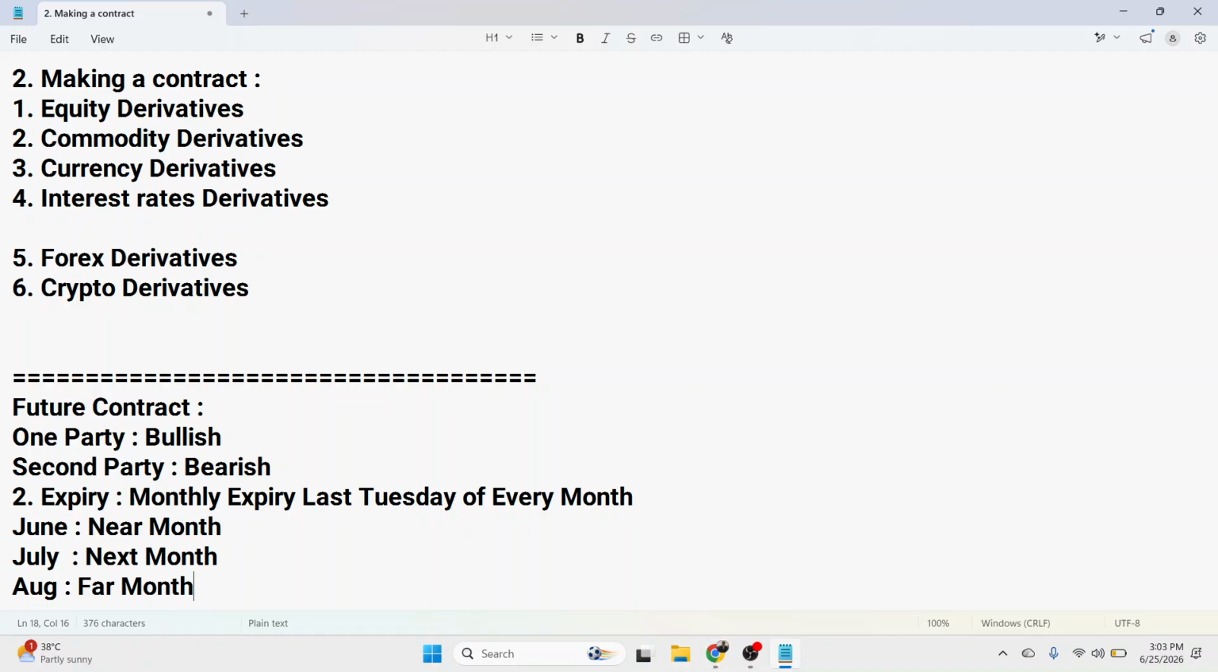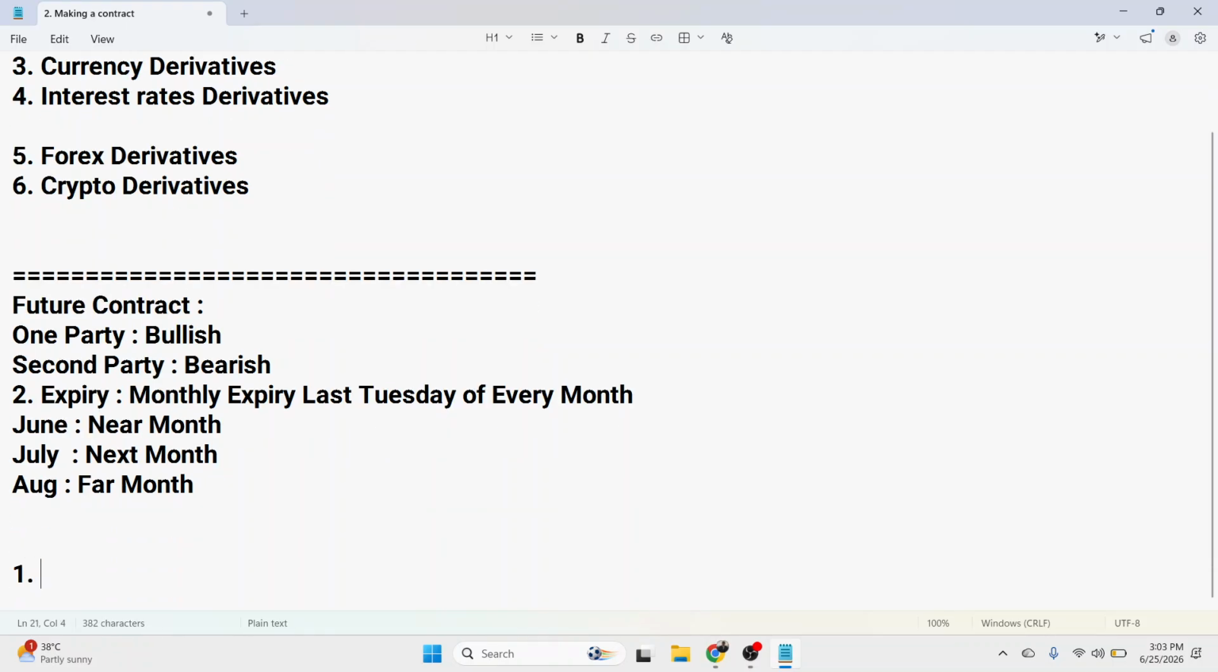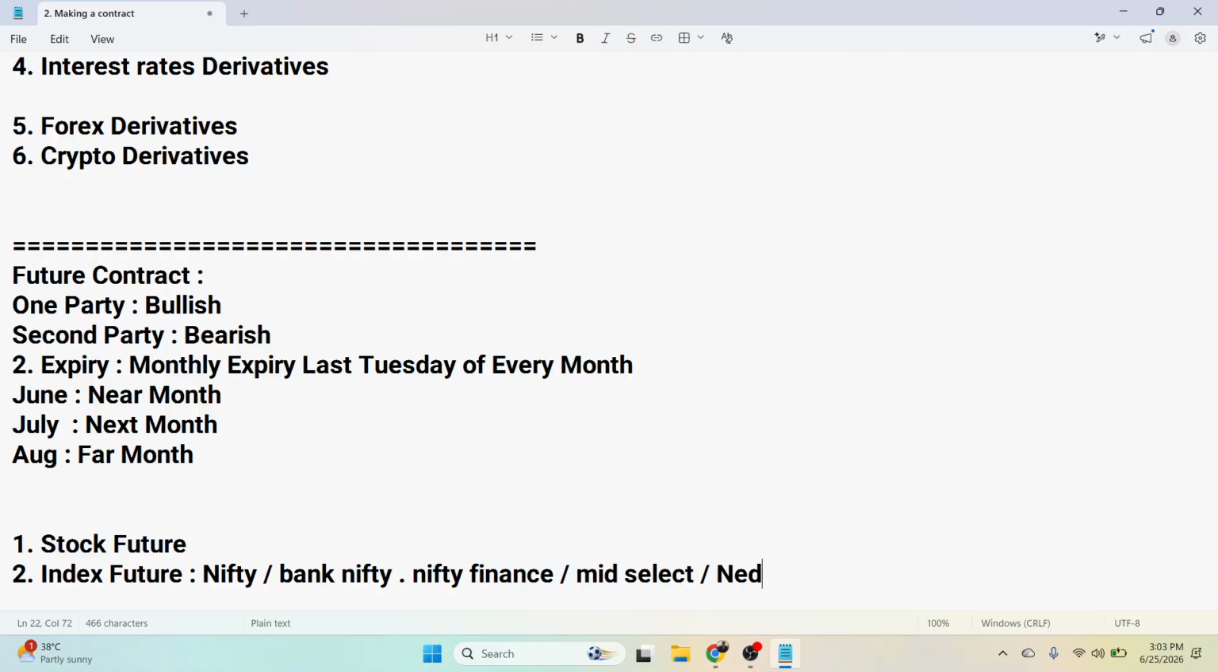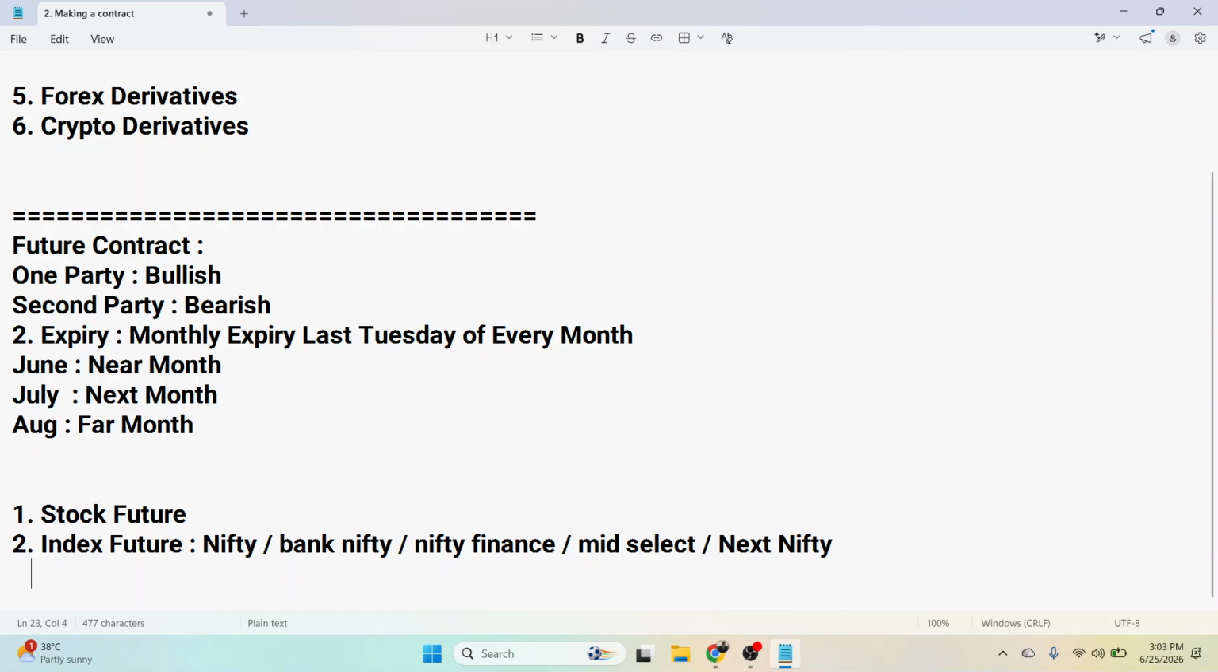Now we can see we have two options: either you can go for stock future or you can go for index future. In index futures, we have Nifty, Bank Nifty, Nifty Finance, Mid Cap Select, and Next Nifty. These are the 5 contracts available on the NSE exchange. And for the BSE, we have Sensex future and Bankex future.